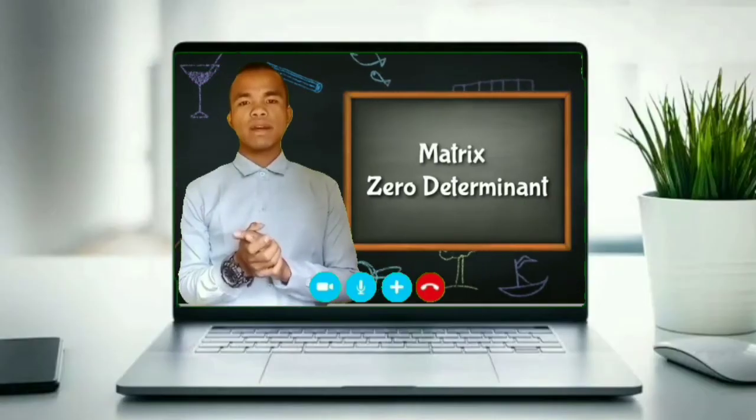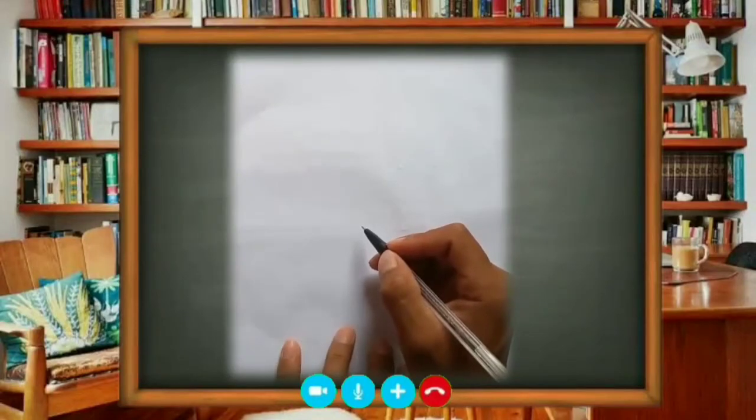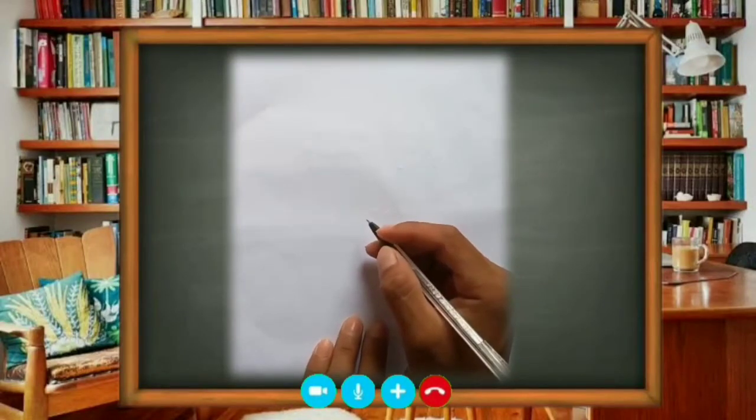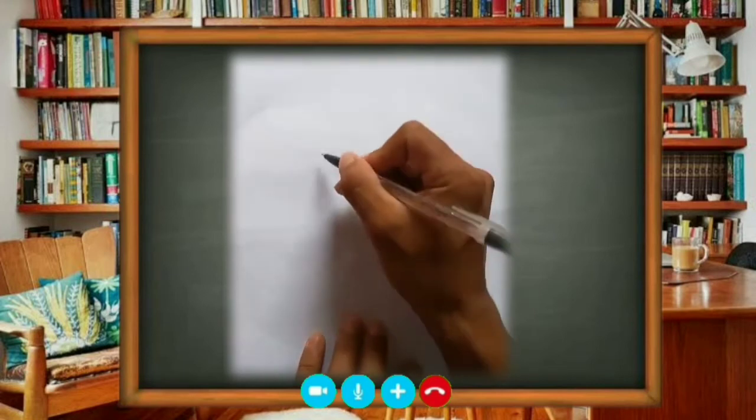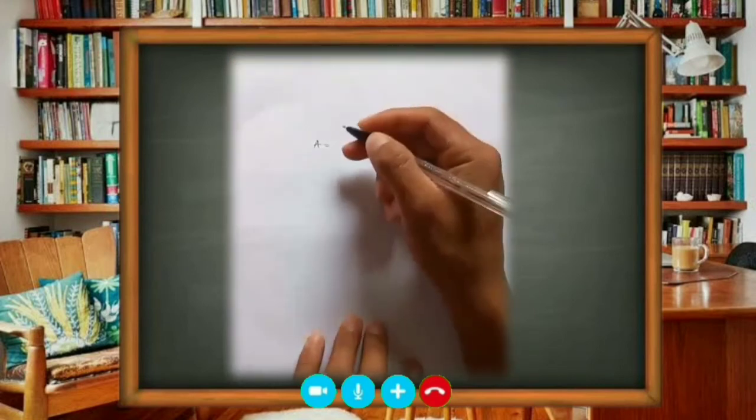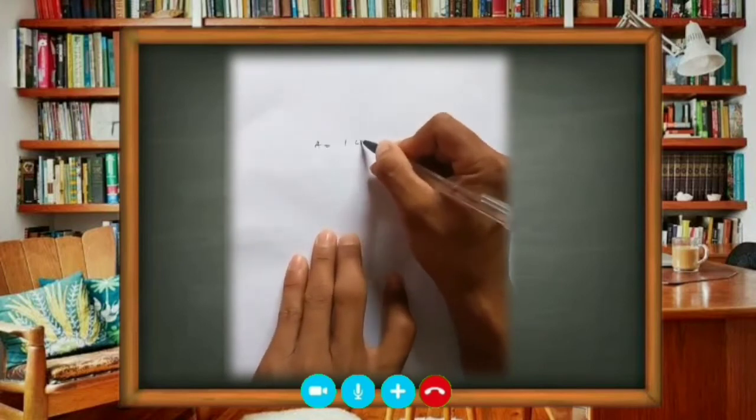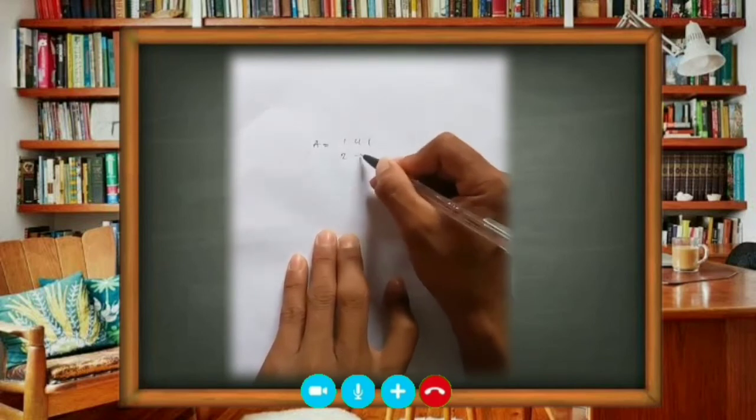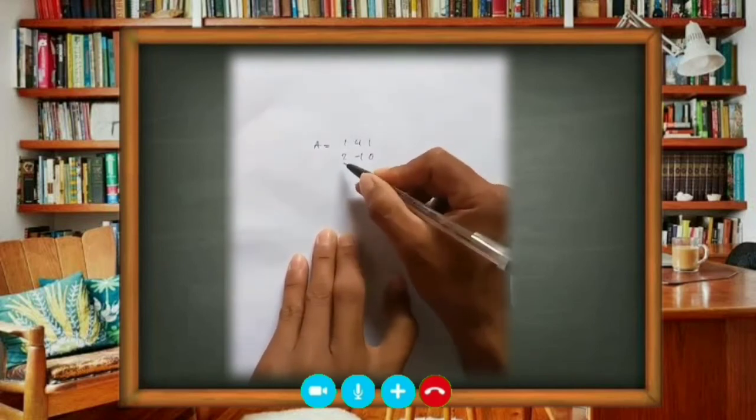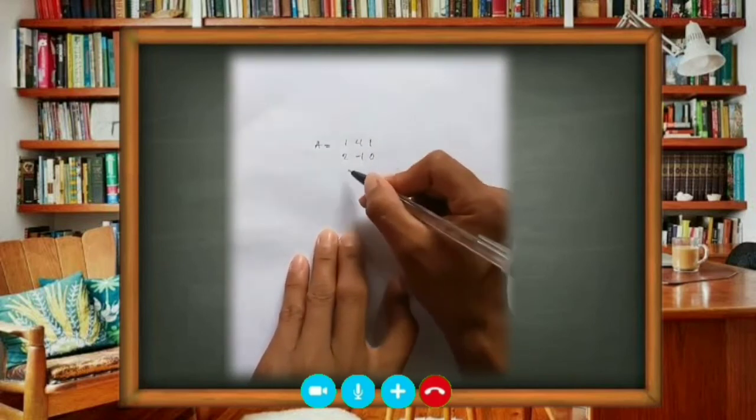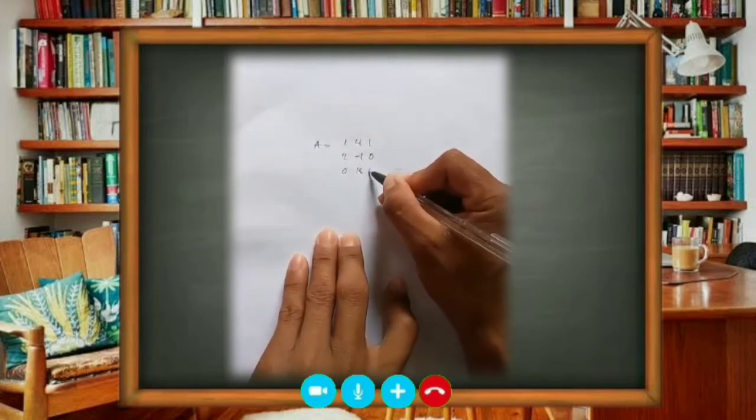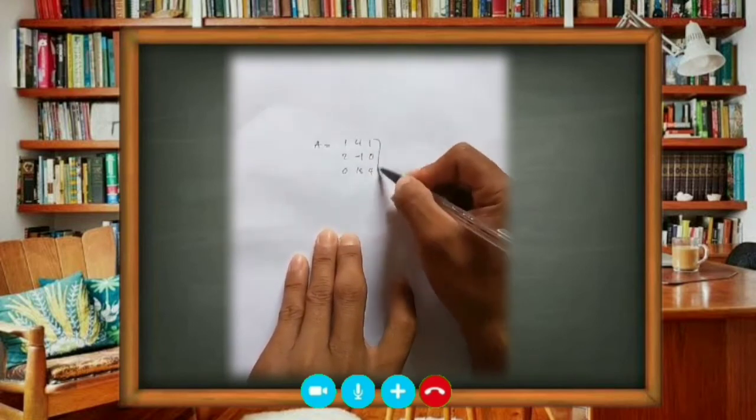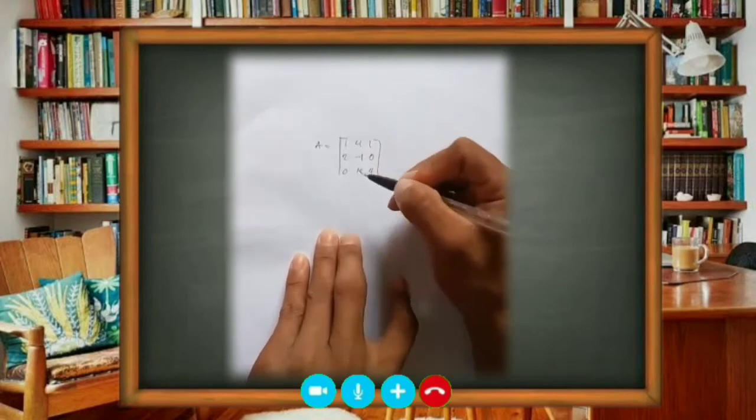Now an example of a matrix with a zero determinant. I will show you how to find a zero determinant of a matrix. Example, A equals 1, 4, 1 for the first column, and 2, negative 1, 0 in the second column, and 0, 18, 4 for the third column, and we have a matrix A.